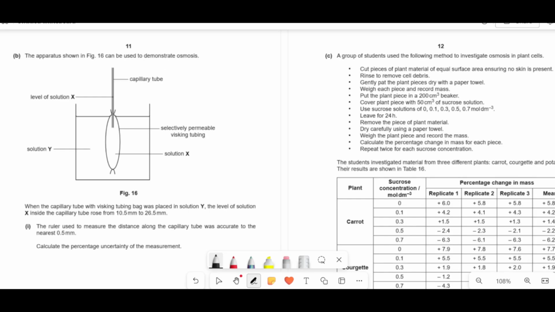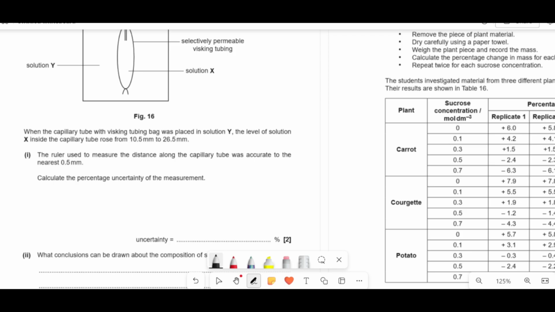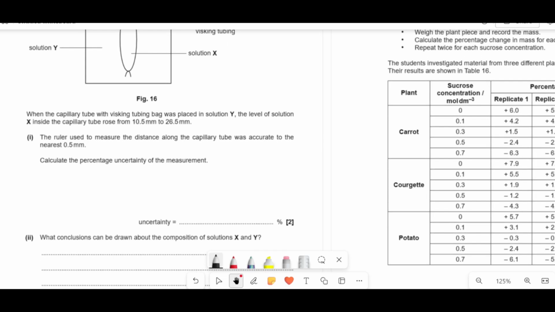So the apparatus shown in this figure can be used to demonstrate osmosis. So what we have is a level of solution X, and now we've got a capillary tube, solution Y, a selectively permeable Visking tubing, then solution X. Fine. When the capillary tube with Visking tubing bag was placed in the solution Y, the level of solution inside this rose from here to here. The ruler used to measure the distance was accurate to the nearest 0.5 millimeters. Calculate the percentage uncertainty.